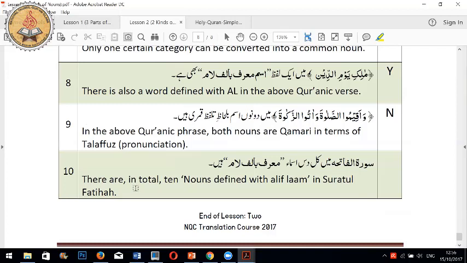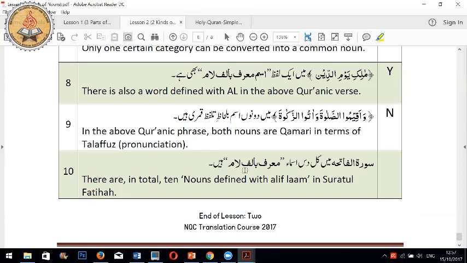In Surah Al-Fatiha, there are in total 10 nouns defined with Alif Lam. You have to give me the answer to this one. Okay? In Surah Al-Fatiha there are a total of 10 asma muarraf bi Alif Lam, that is, those words which start with Alif Lam. I would ask you to scan your mind, because, mashallah, I know that you have memorized Surah Al-Fatiha. Just scan your mind from Bismillah ar-Rahman ar-Rahim, Alhamdulillah Rabbil Alameen, and find out how many. Are these 10, 9, 11, 12, how many? My statement is that there are 10. You have to mark it correct or incorrect.